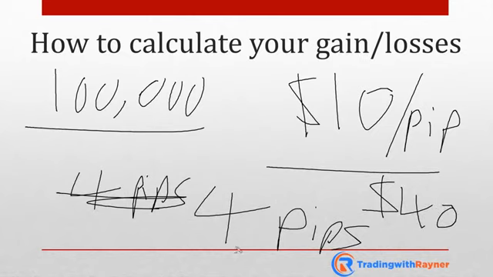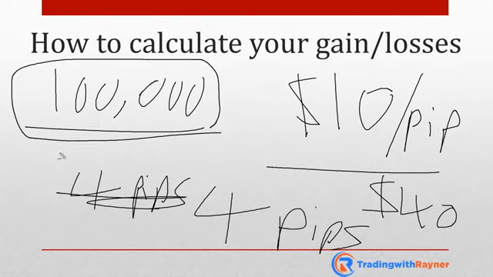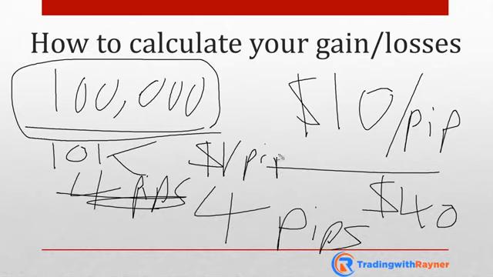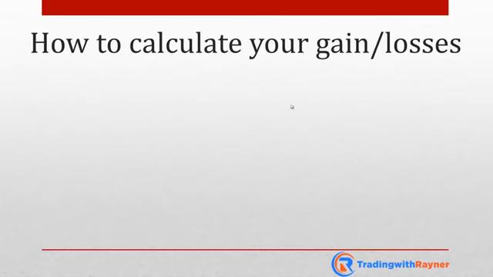You take the number of pips that you have earned or lost, multiply by how many dollars per pip that you're trading. This value over here is dependent on your forex lot size. If you're trading, let's say, 10,000 units, it will be $1 per pip, thereabouts. Okay, so this is how you calculate your gains and losses in forex.